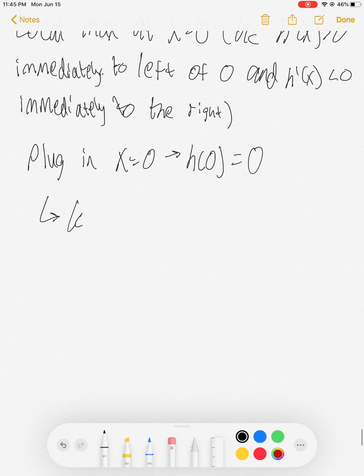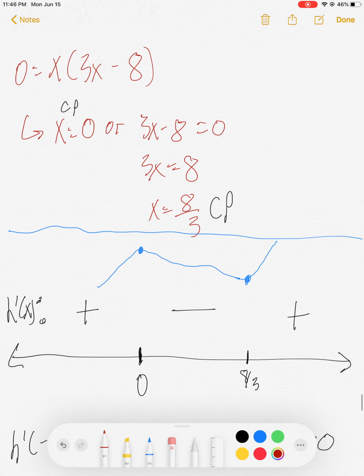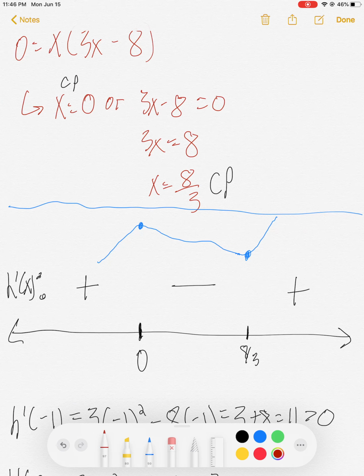Okay. Now, to find the specific value, we should plug in x equals 0 to find what the actual max is. So plug in x equals 0, h of 0 equals, I think it's a 0. H of x is x cubed minus 4x squared. So yeah, if I plug in 0, I'm going to get 0, which means local max at 0, 0.